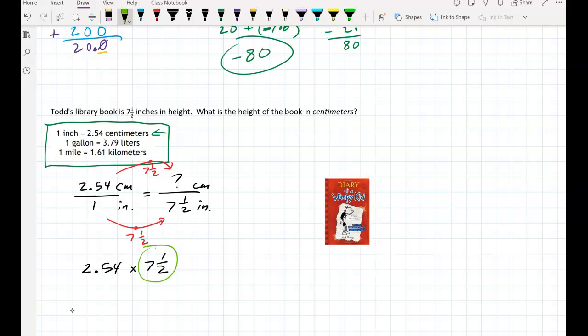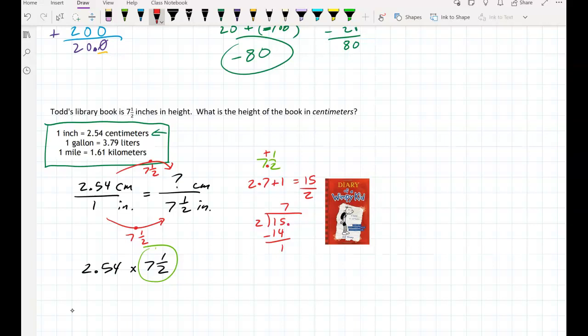So I'm going to take that 7 1/2, turn it into an improper fraction by multiplying 2 times 7, which is 14, plus 1 is 15. 2 times 7 plus 1 equals 15, and remember that's 15 halves. And so then I'm going to divide my numerator by my denominator. 2 goes into 15 7 times. 2 times 7 is 14. 15 subtract 14 is 1.